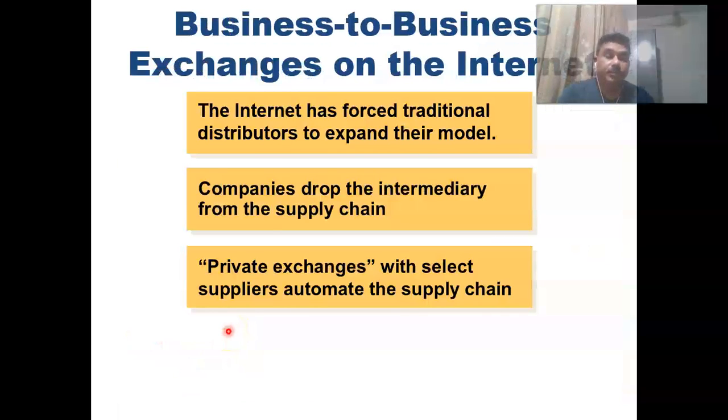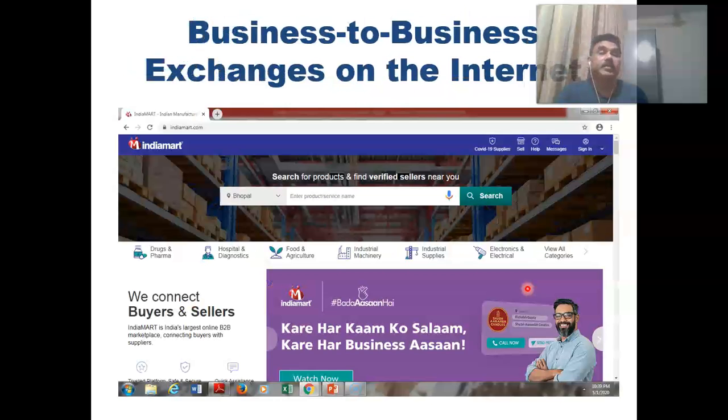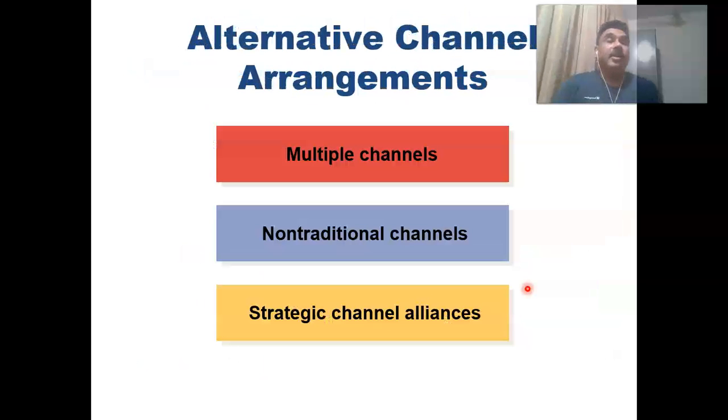And finally, the private exchange system is also there, where select suppliers automate the supply chain, and the suppliers are directly connected with the business users to sell their product, right? Then alternative channel arrangements are also there, like multiple channels that companies nowadays use to sell their product, not only the channels we have just learned about, like the direct channel and the channel through retailers and wholesalers.